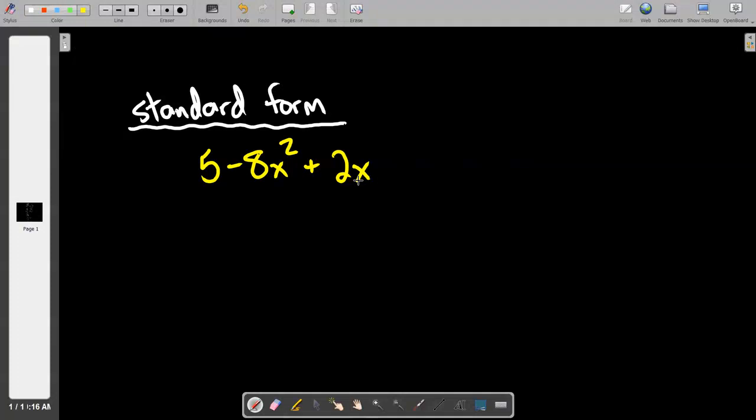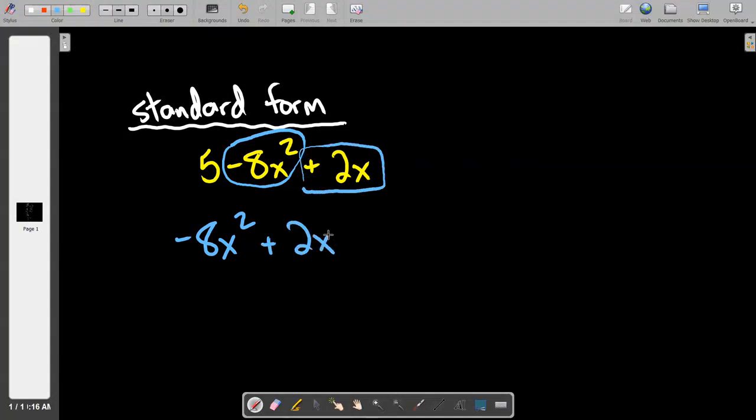Which term has the highest degree? The -8x squared does. And so we're going to take this term and put it in front: -8x squared. And then who comes in second place? The 2x. The linear term goes next. So the quadratic term led the way, the linear term of plus 2x comes in second, and then, of course, taking up the caboose position is the constant, in this case, plus 5. And we have to put a plus on the 5 because it was a positive 5 to begin with.